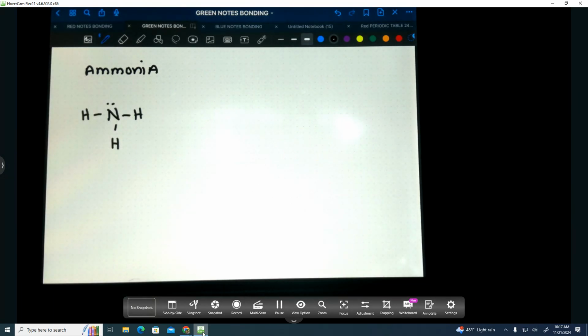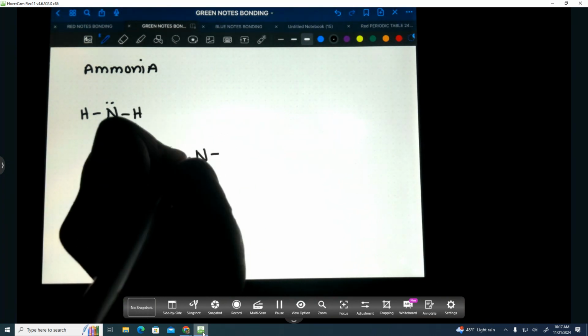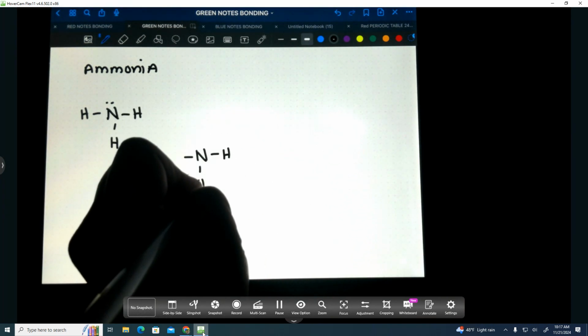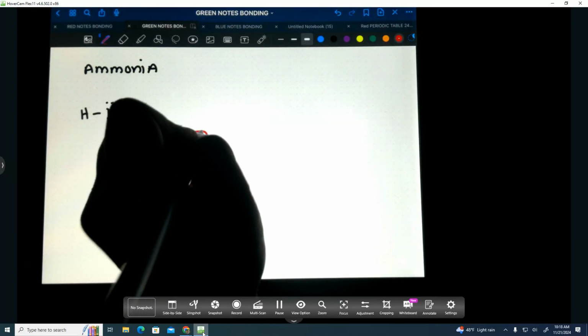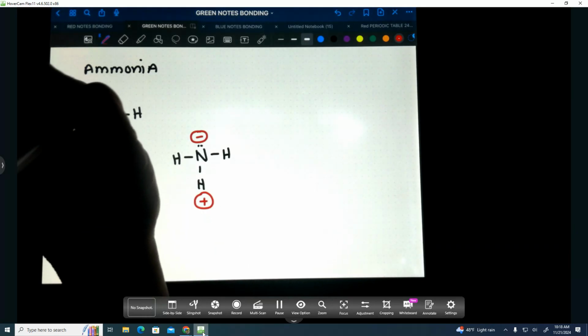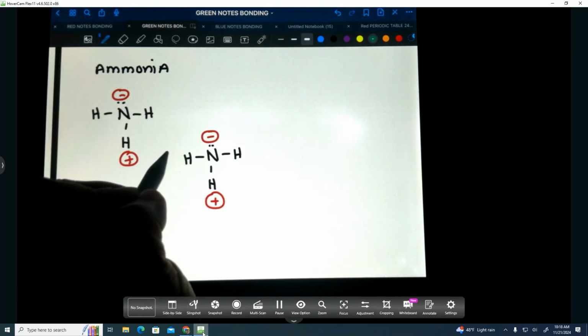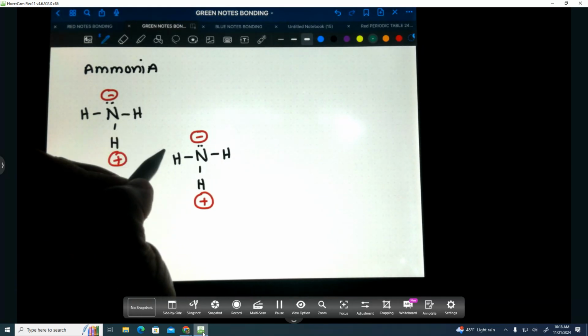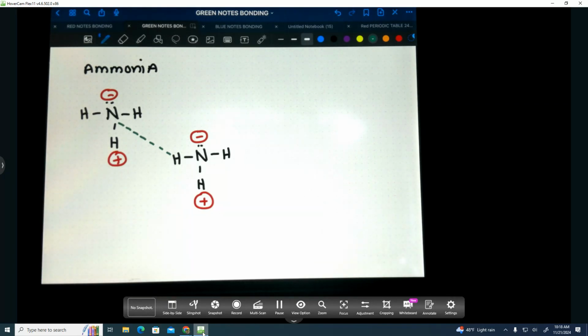Now, you know why you needed to be able to draw these, because I'm not going to spend time learning how to draw them. You need to know how to draw them. Okay, here's two ammonia molecules. The nitrogen is negative where the hydrogen side is positive. And there is an attractive force between the hydrogen of one and the nitrogen of the other.